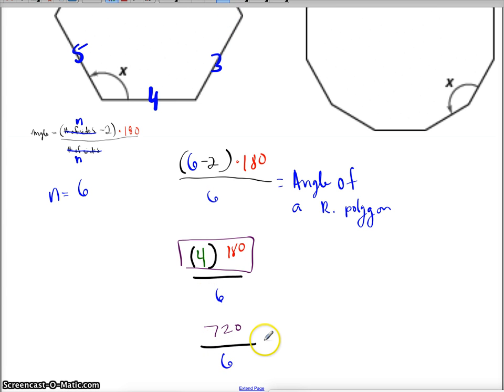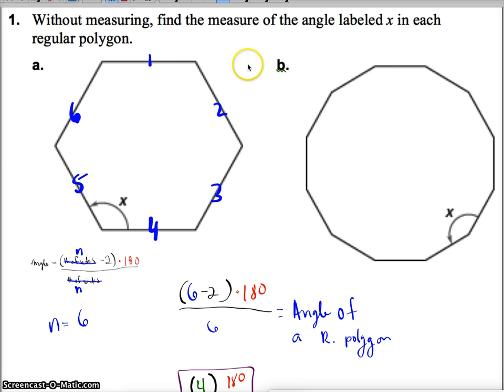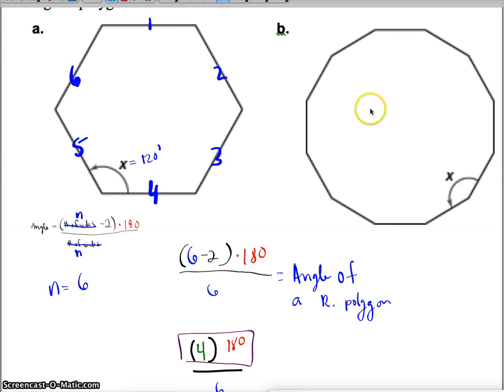720 divided by 6, well, 6 times 100 is 600. And 120 left over is going to be 120 divided by 6. So that's going to have 120 degrees. Okay. So this is 120 degrees. X equals 120 degrees. And I'm going to repeat this same process for question 1b.